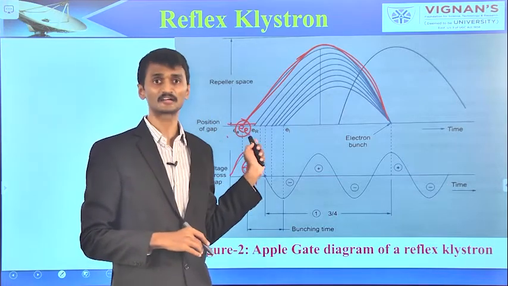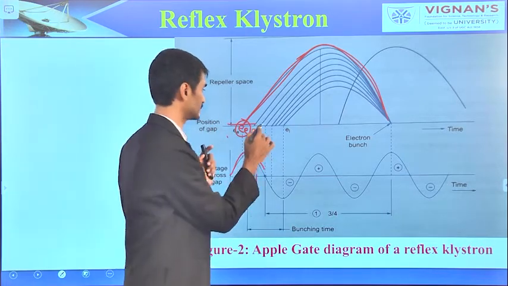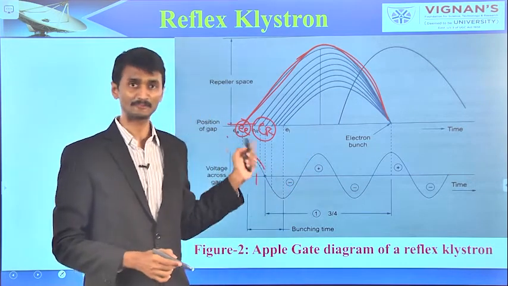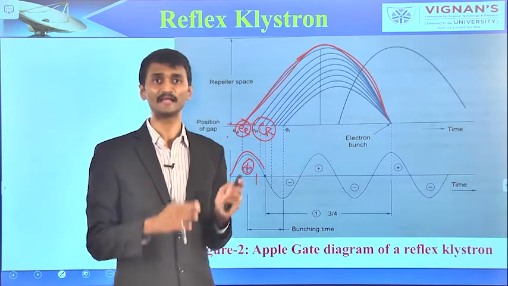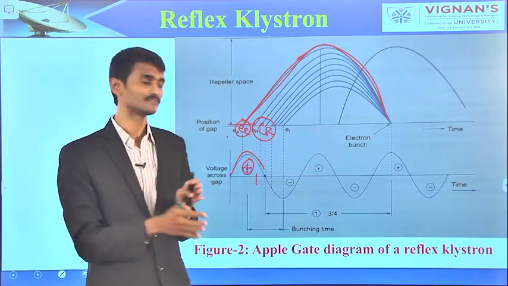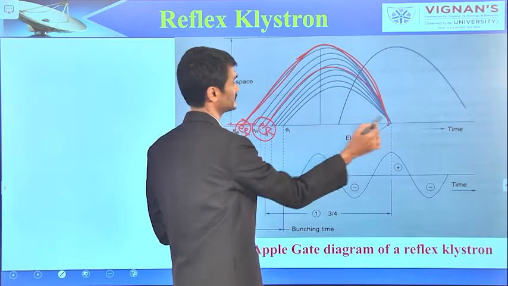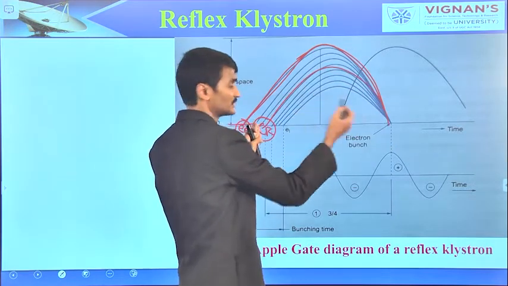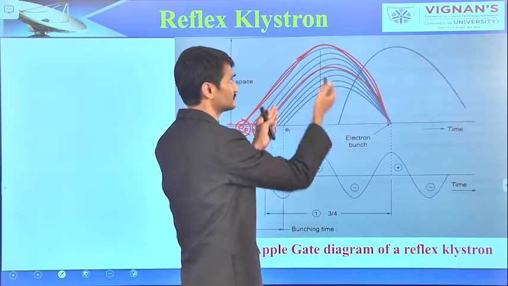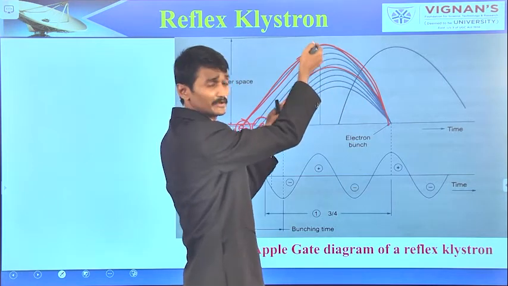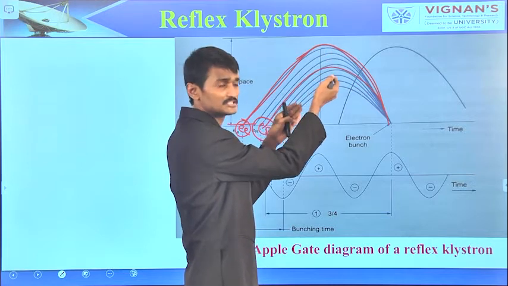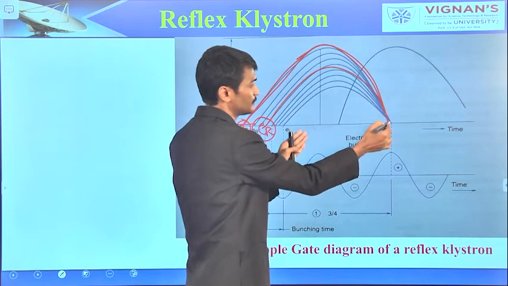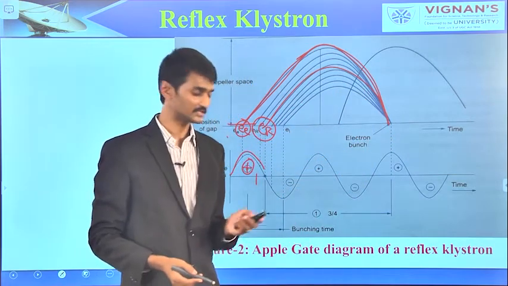Hence this early electron and the reference electron ER appear at the gap for the second time at the same instant. The early electron travels more, and the reference electron travels some distance, but the early electron has penetrated deeper into the repeller space. So these traveling distances and times are different, but at this point they will reach at the same time.